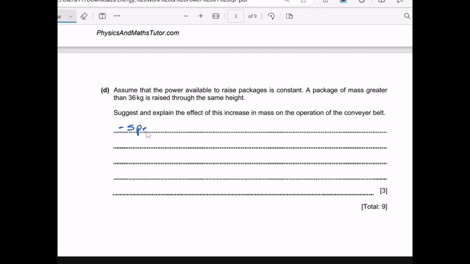Speed is going to reduce due to the increase in mass. Since now there is a lot more work that has to be done, because we know that work done is equal to the gravitational potential energy, GPE equals mgh. So if m increased, it means we are now doing more work. Hence, since we are not changing the power that we are supplying, the speed of the conveyor belt is going to reduce.